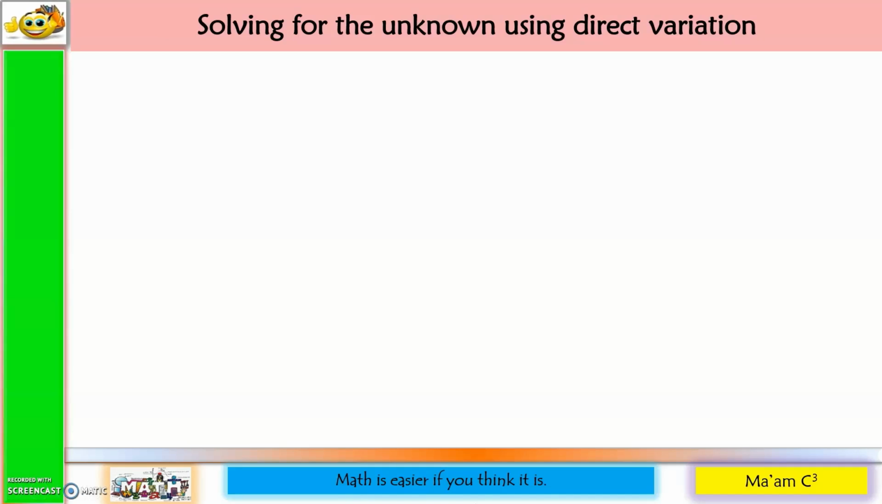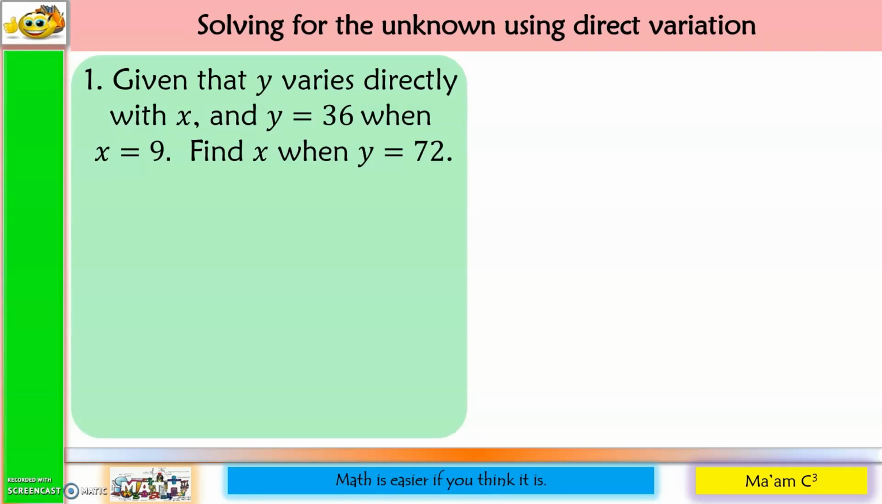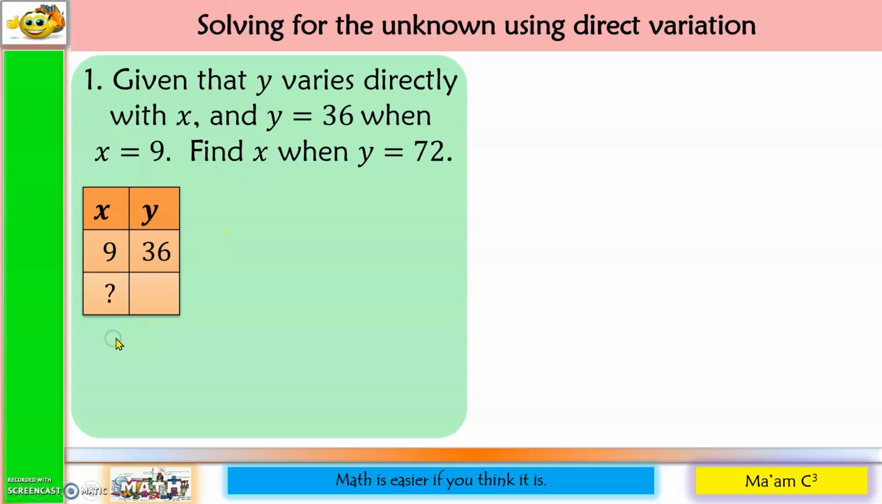What if the unknown is x or y? Example. Given that y varies directly with x and y is equal to 36 when x is equal to 9, find x when y is equal to 72. One good strategy in solving this kind of problem is to create a table. So I have here x and y. It says here y is equal to 36. So let us write 36 for y when x is equal to 9. So x is equal to 9. Find x, so x is unknown, when y is equal to 72.